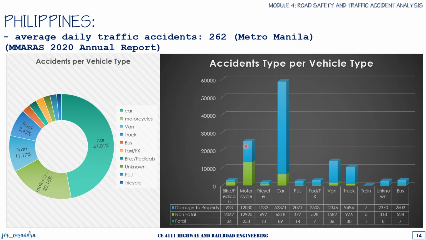But if we look at the type of accidents, most fatal accidents would be coming from our motorcycles. So more fatalities would be coming from motorcycles. Likewise, there's a higher number of serious or minor injuries to motorcycles.